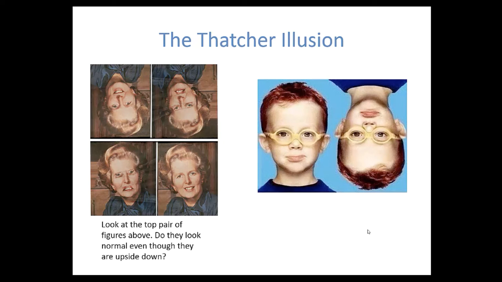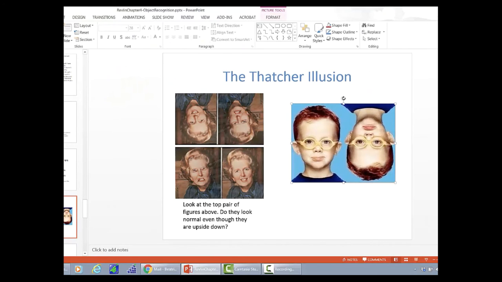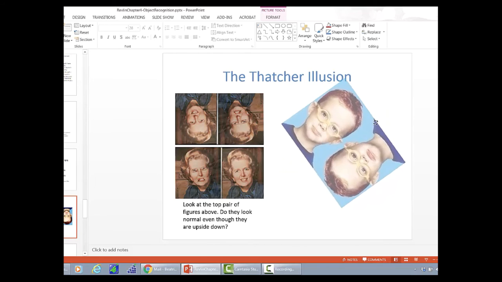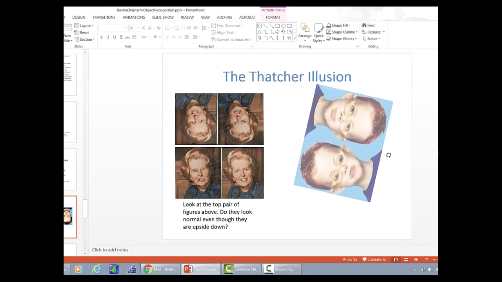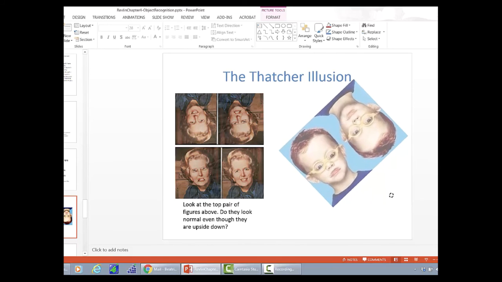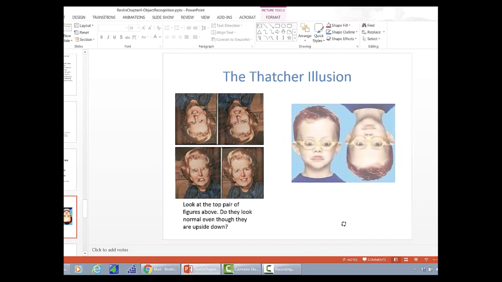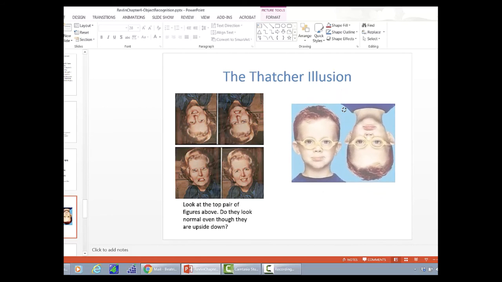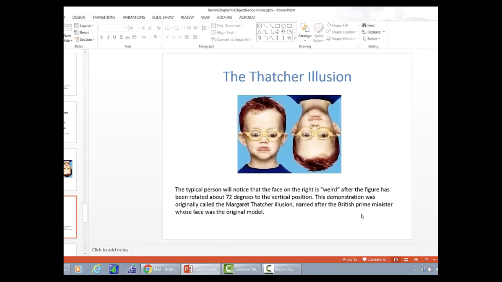Now look at the picture of the boy on the right. I'm going to spin his picture around. Just keep looking at it. And look at the one on the left as it starts to go right side up. The typical person will notice that the face on the right is sort of weird after the figure has been rotated about 72 degrees. So we're pretty standard in this.